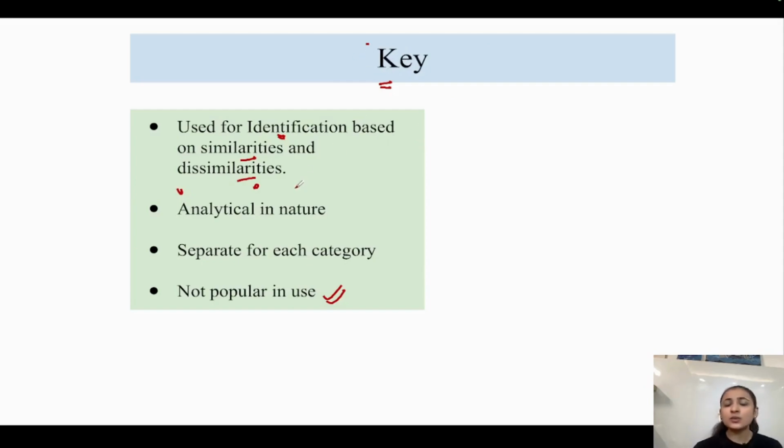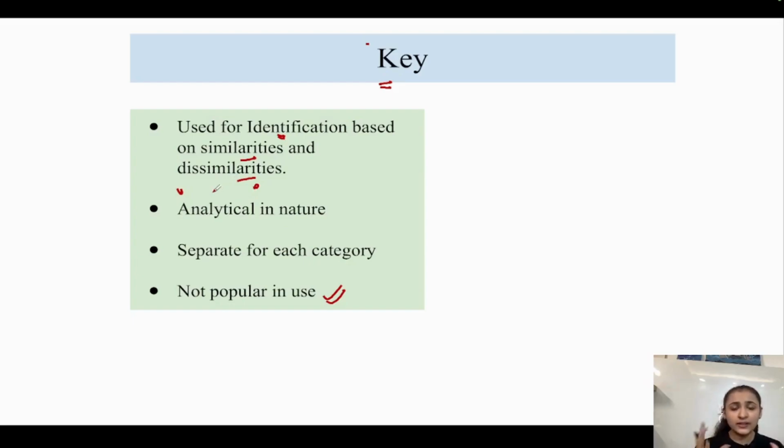So coming back to key, keys are also used for identification purposes. We can identify any plant specimen or animal specimen with the help of keys. On the basis of what? Similarities and dissimilarities. We would compare the characters that are mentioned in a key with the characters that we have found out in our specimen. Then we will compare this. Okay, these many characters are similar. Okay, this is similar. This is not similar. And then we will arrive to the name of the plant or animal specimen we are talking about. So these are analytical in nature, as already told.